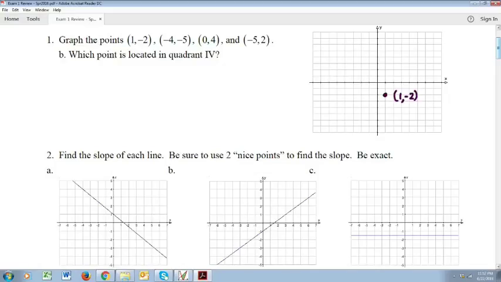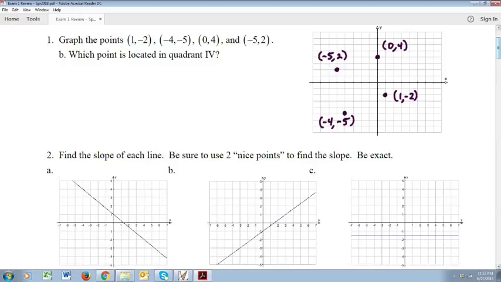Negative 4, negative 5 will go 4 left and down 4. And 0, 4, we're not going to move in the x direction, and we'll go up 4. And then finally negative 5, so we're going left and up 2 to get to negative 5, 2.